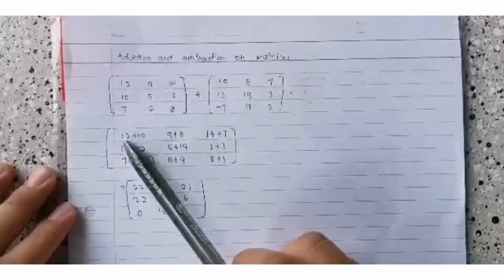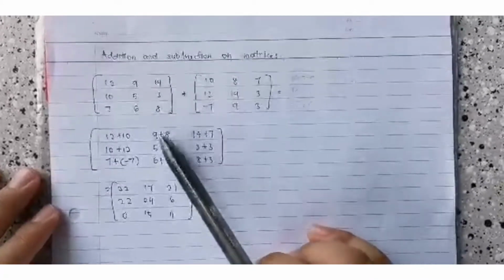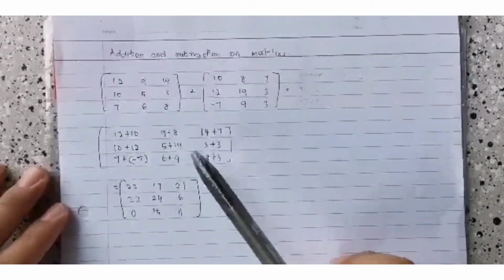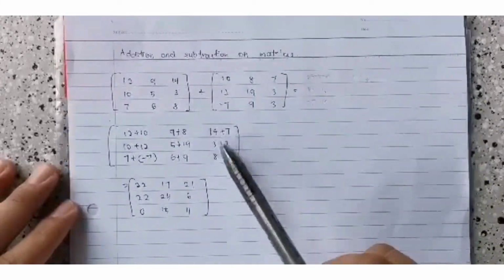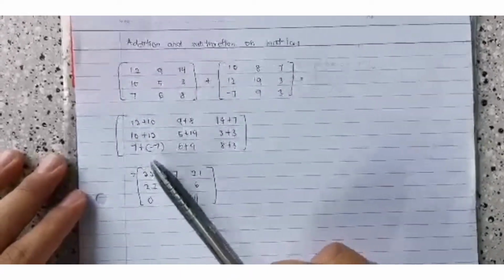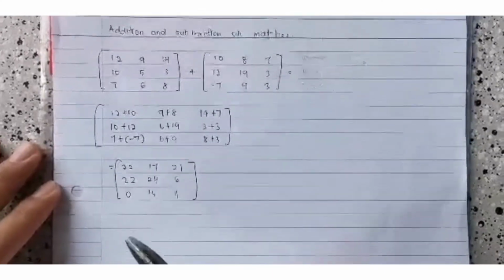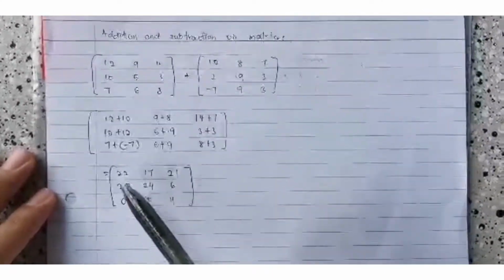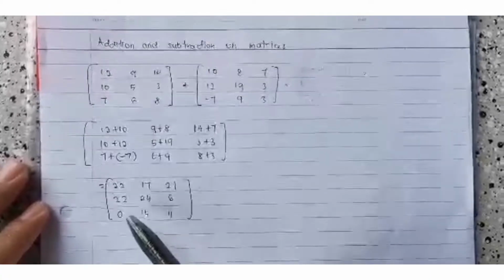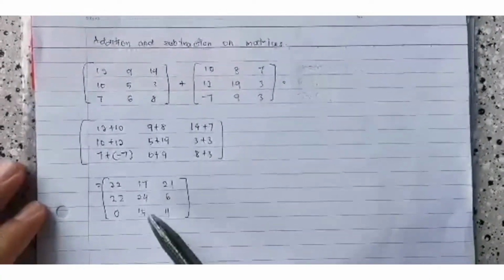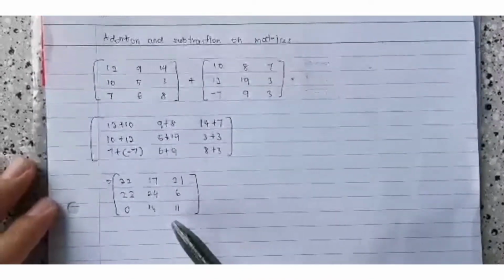The first step is adding the corresponding entries: 12 plus 10, 9 plus 8, 14 plus 7, 10 plus 12, 5 plus 19, 3 plus 3, 7 plus negative 7, 6 plus 9, and 8 plus 3. So you get the final answer. The first is 22, 17, 21, 22, 24, 6, 0, 15, and the last one is 11.